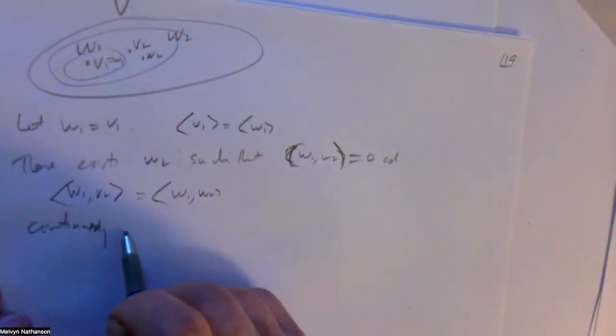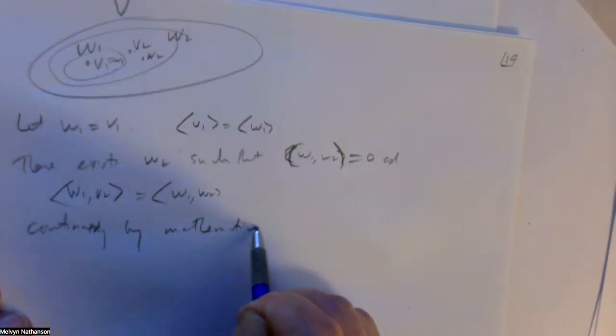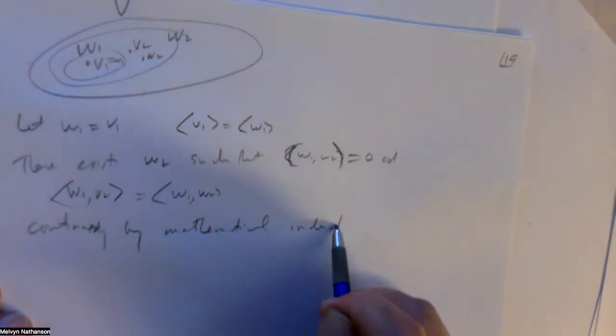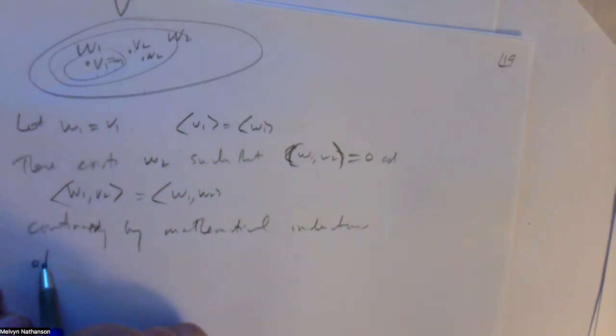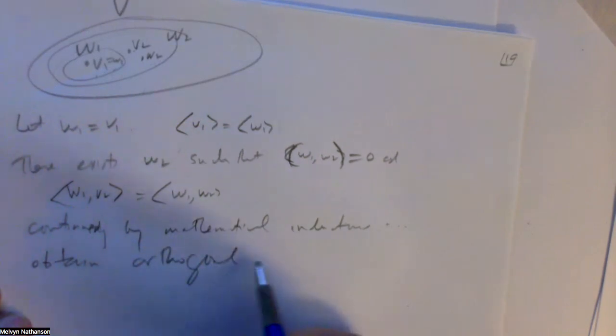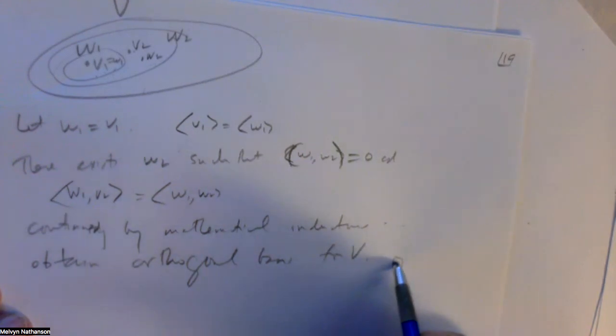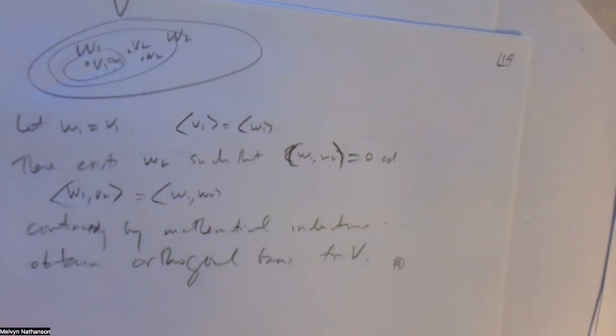Continuing by mathematical induction, we obtain an orthogonal basis for V. And once you have an orthogonal basis, you divide by the length of the vector to get an orthonormal basis. And that is it. But the secret is this first step.